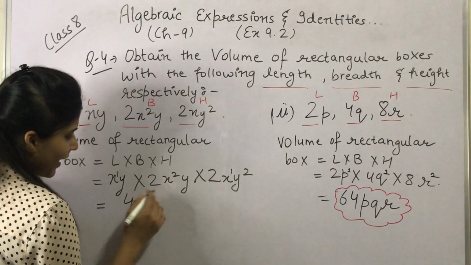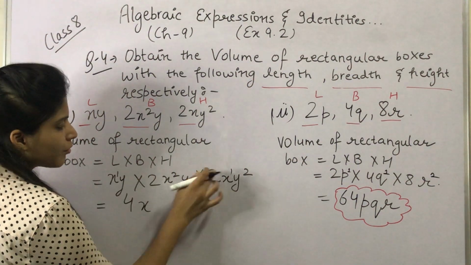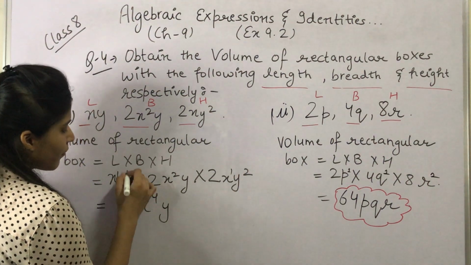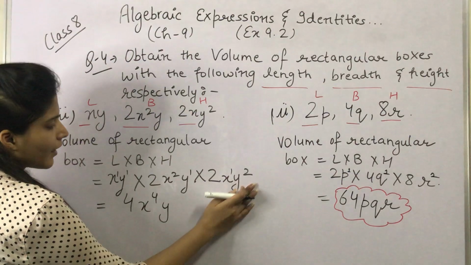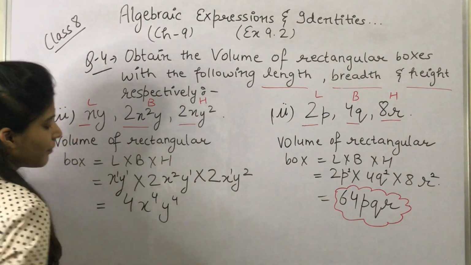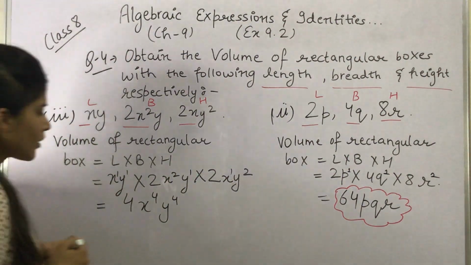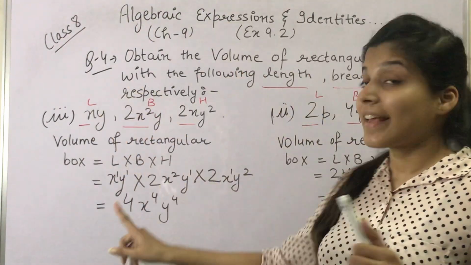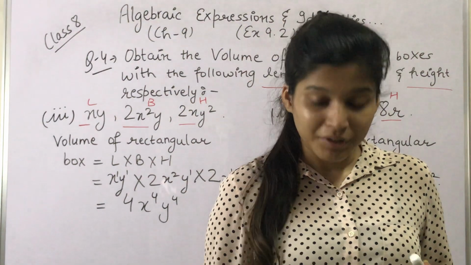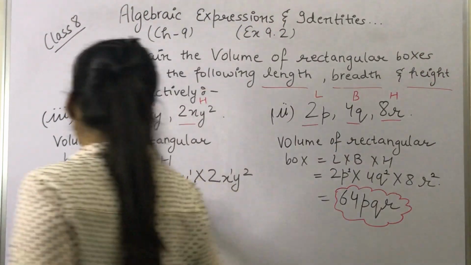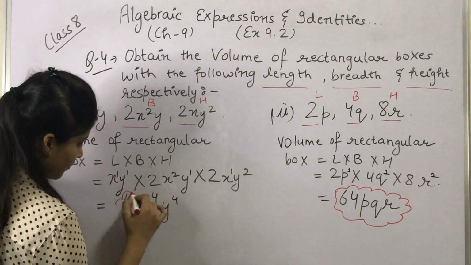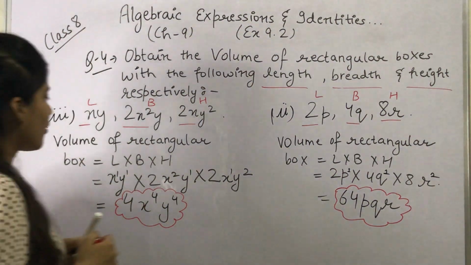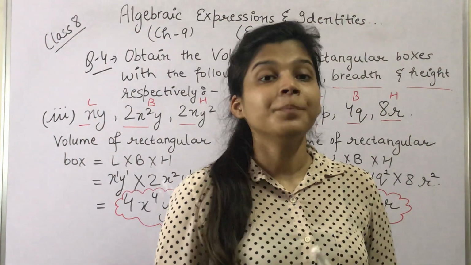So हमारे पास हो गया x to the power 2 plus 1, 3 plus 1, 4, right? And similarly y to the power 1 है, y to the power 1 है and y to the power 2. So y to the power भी हो गया हमारे पास 4. So it means the volume of box is 4x to the power 4, y to the power 4. So this is the volume of rectangular box in part number 3.